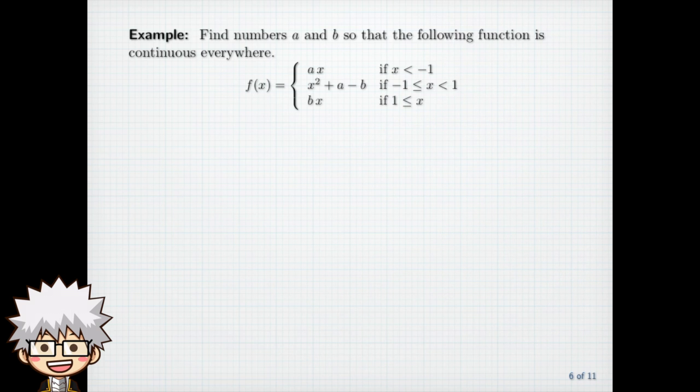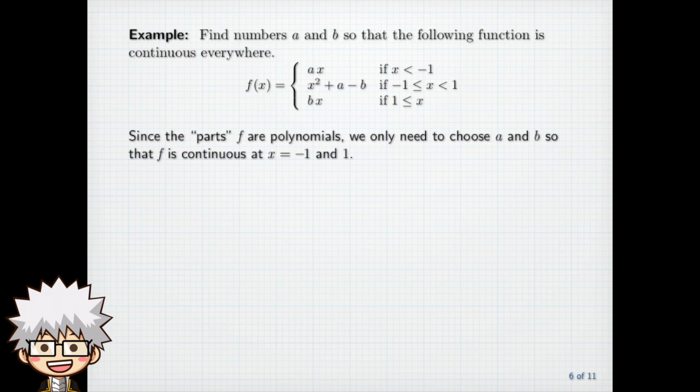Example. Find numbers a and b so that the following function is continuous everywhere. F of x equals a times x if x is less than minus 1, x squared plus a minus b if x is greater than or equal to minus 1 and less than 1, and b times x if x is greater than or equal to 1. Since the parts of f are polynomials, we only need to choose a and b so that f is continuous at minus 1 and 1.